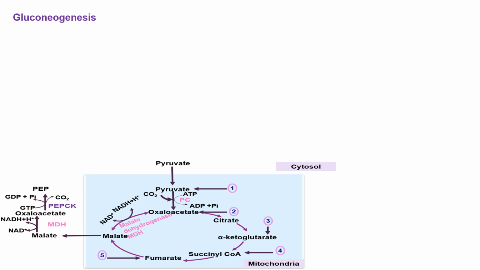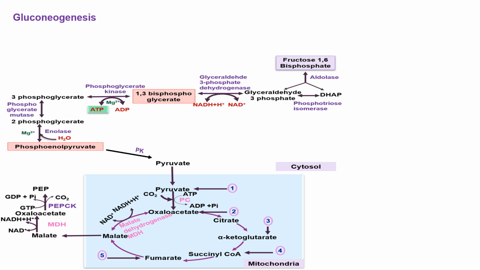Now once we get this phosphoenol pyruvate, it will form fructose 1,6 bisphosphate. This is just like a reversal of glycolysis. So 2-phosphoglycerate, 3-phosphoglycerate, 1,3-bisphosphoglycerate, plus glyceraldehyde 3-phosphate plus dihydroxyacetone phosphate, and these combine to form fructose 1,6 bisphosphate.